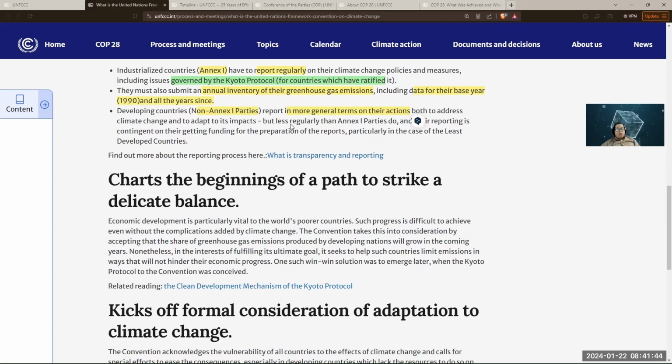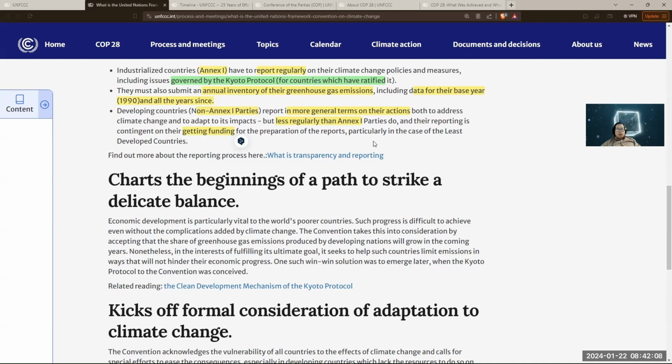And how to adapt, but less regularly in Annex 1. Sorry, a little bit of discrimination in here, but you guys make this world a little bit dangerous. You've got to be focused on fixing it, and get to report on their funding. That was the important thing, right?